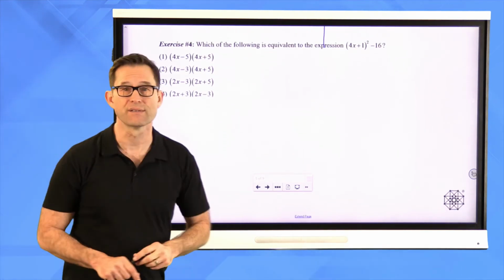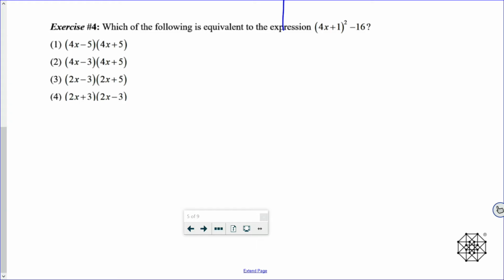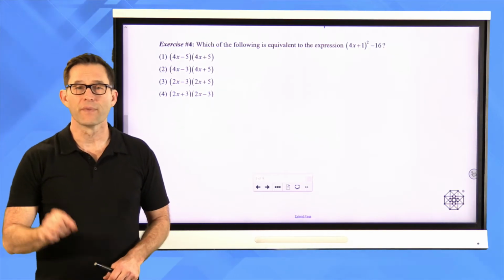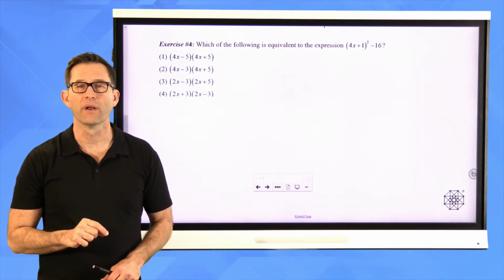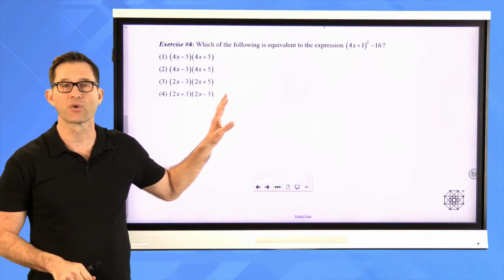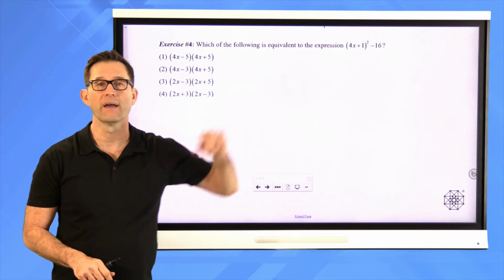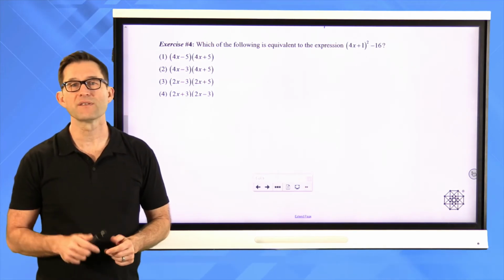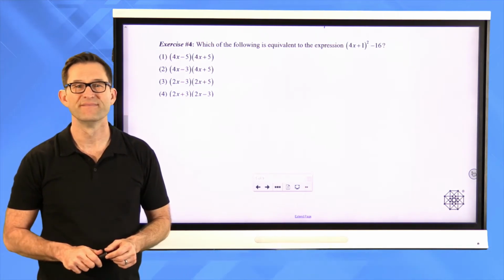Let's take a look at exercise number 4. Which of the following expressions is equivalent to the expression (4x plus 1) quantity squared minus 16? Let me get rid of that little line so it's not getting in our way. This is again very similar to the last one. I'd like to see if you can figure out which one of these answers is correct by structuring that using the difference of perfect squares. Pause the video now and see what you can do.